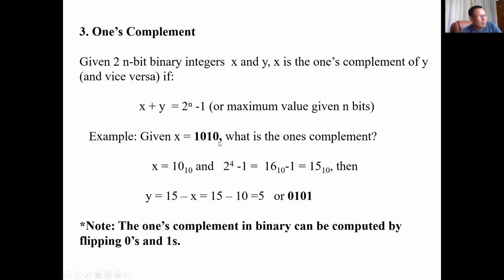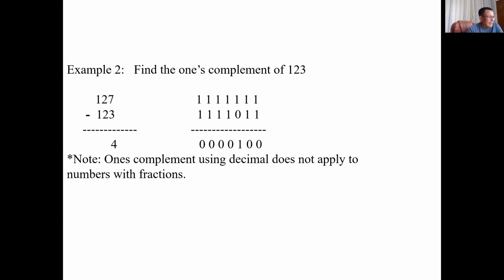Okay? Do you follow? So if you flip this one, it becomes 0. This becomes 1. This becomes 0. This becomes 1. That's 0101, which is a 5. So that's another way of determining the ones complement of a number, given n.